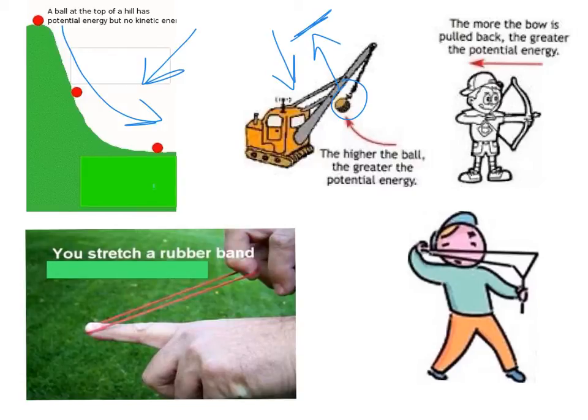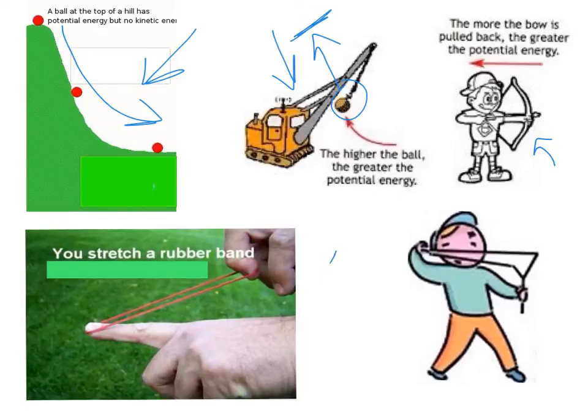Let's look at the example here of the boy with a bow and arrow. It says the more the bow is pulled back, the greater the potential energy. So this boy is stretching the bow backwards. So the more he stretches it, the more potential energy the bow has to be able to move later on.